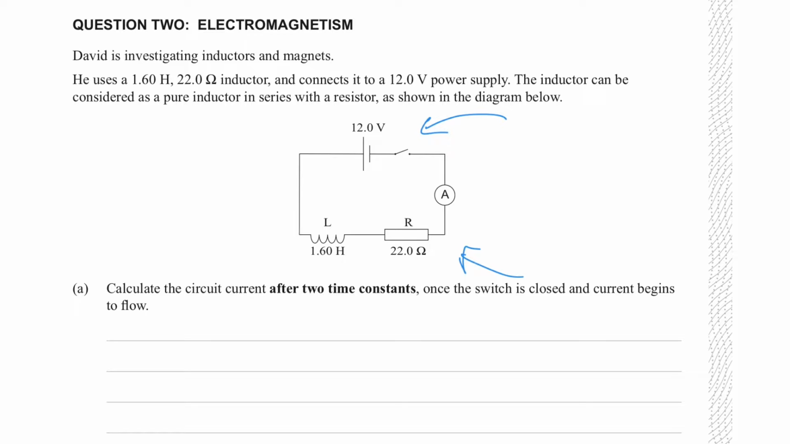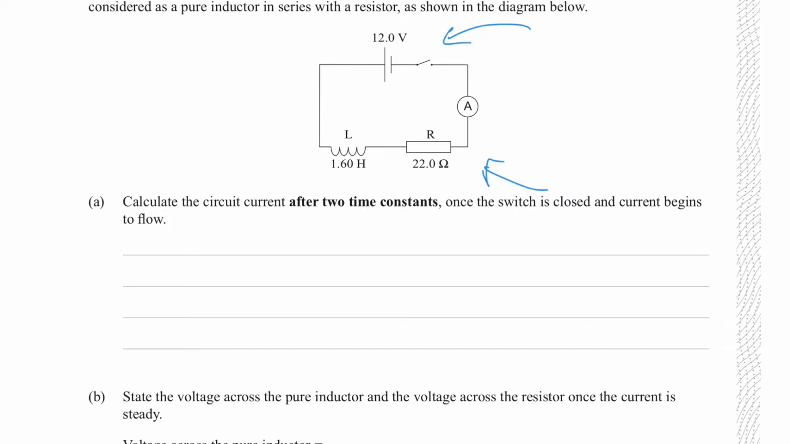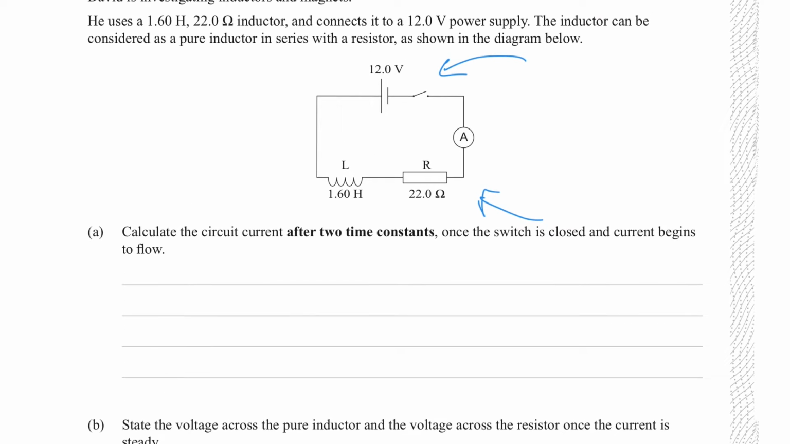But anyway, 12 volt supply. The inductor is considered as a pure inductor in series with the resistor. Why they say pure inductor is so you don't have to worry about any other resistance in the circuit, just the 22 ohms. It says calculate the circuit current after 2 time constants once the switch is closed and the current begins to flow. So remember, your time constant for an inductor is L over R. So we know the inductance and we know the resistance. We plug those numbers in, we get the time constant.